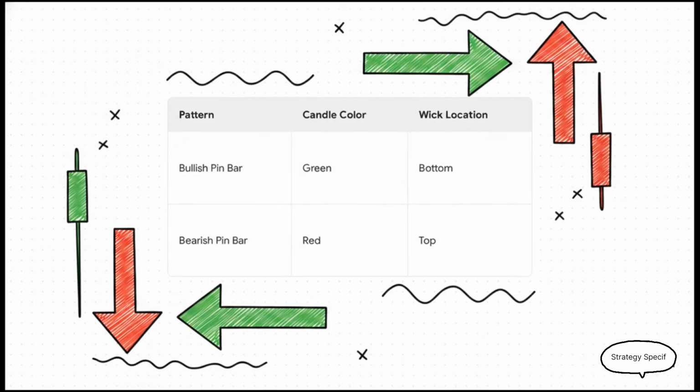Second is the pin bar. This is a single candle setup, and it has a very small body paired with an incredibly long wick on just one side. A bullish pin bar, for example, has a long wick pointing down on the bottom. So why does this matter? Well, because it perfectly visualizes a trap. The sellers pushed the price way down, but then buyers stepped in, entirely rejected that downward move, and basically forced the price back up before the close. It's a striking visual representation of a failed breakout.